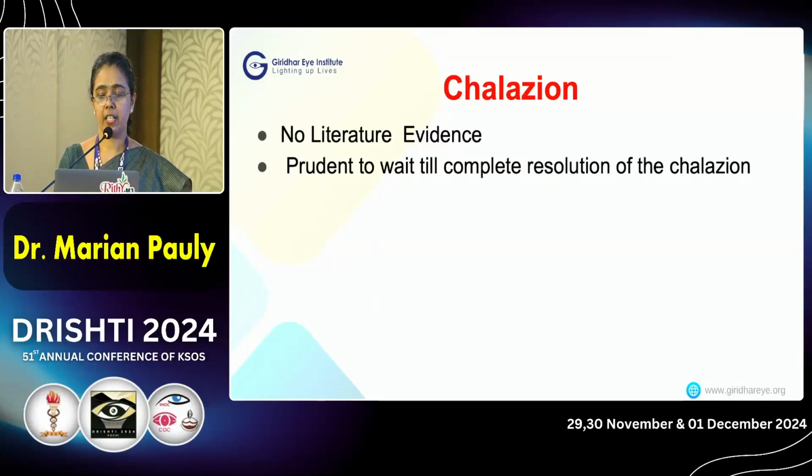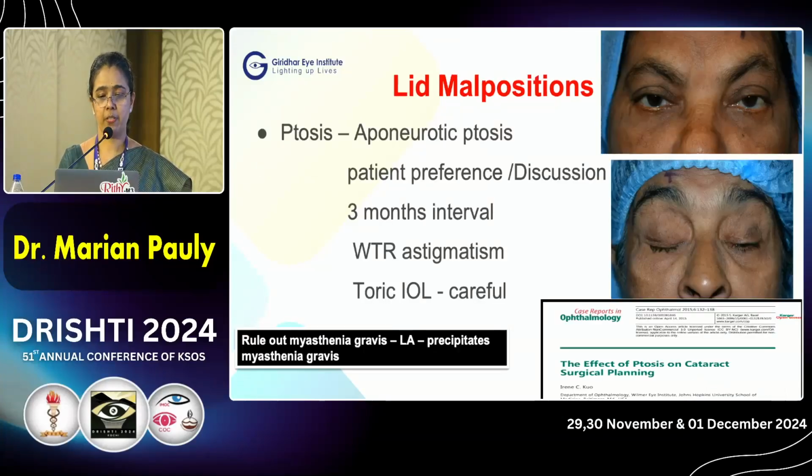The thing is, it can have acute inflammation in the postoperative period. Coming to lid malpositions, ptosis, mainly we see aponeurotic ptosis in this age group. So mild ptosis, you can go ahead, but in severe ptosis, again there is a discussion between the surgeon and the patient. Between cataract surgery and ptosis surgery, at least a 3 months interval. The main thing is now everything is highly demanding. Cataract surgery is like a refractive surgery. So when we are planning toric IOL, be careful in patients with ptosis.